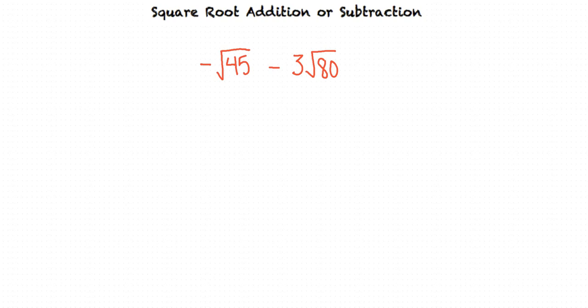Negative square root 45 minus 3 square root 80. I think our first step would be to simplify each square root term, but I can't quite remember how to do that. You're right, that is our first step.